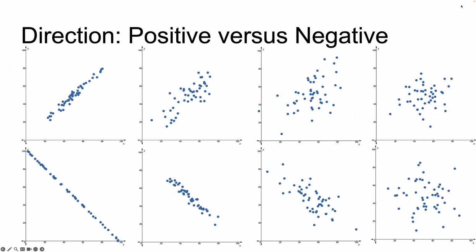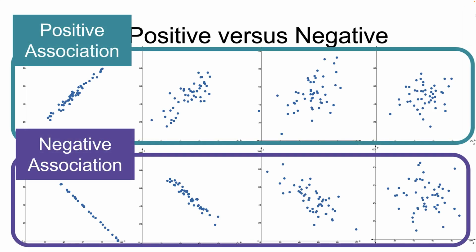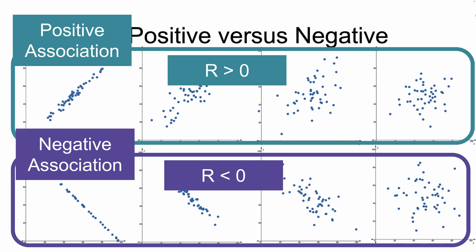Let's go back to our 8 graphs. We said that the 4 graphs on top had a positive association. That would mean that R would be greater than 0 for all 4 of those graphs. R would not be the same because they have different values of strength, but R would be bigger than 0 since all of those graphs have positive association. Similarly, with the 4 graphs on the bottom, since they have negative association, R would be less than 0 for all 4 of those graphs.